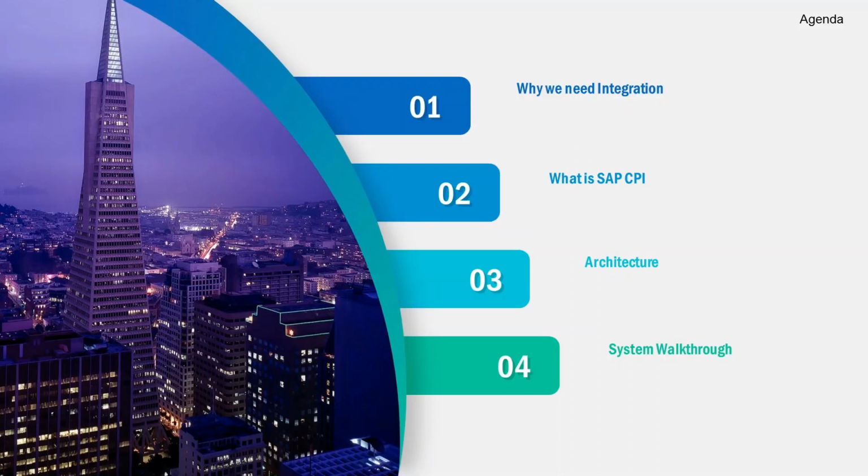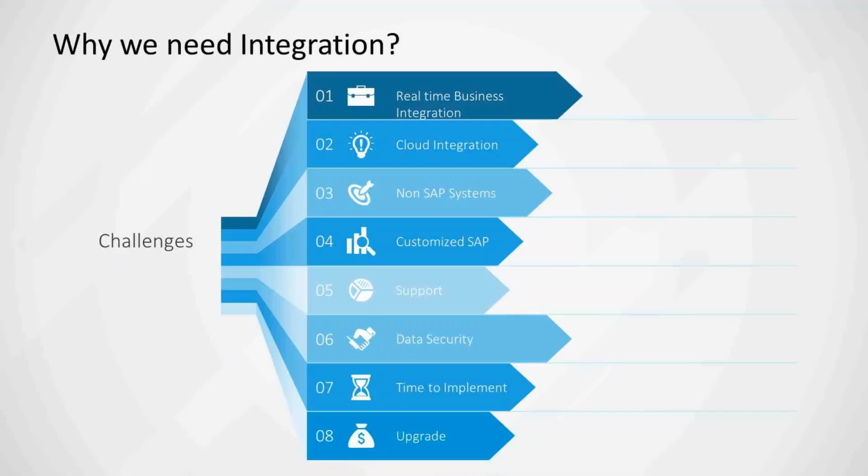So right now we need an end-to-end process. So we have to make sure it communicates. So for this particular scenario, we need integration. So now next is, what exactly are your integration challenges? We do have different kinds of challenges for the integration part. We need a real-time business integration.